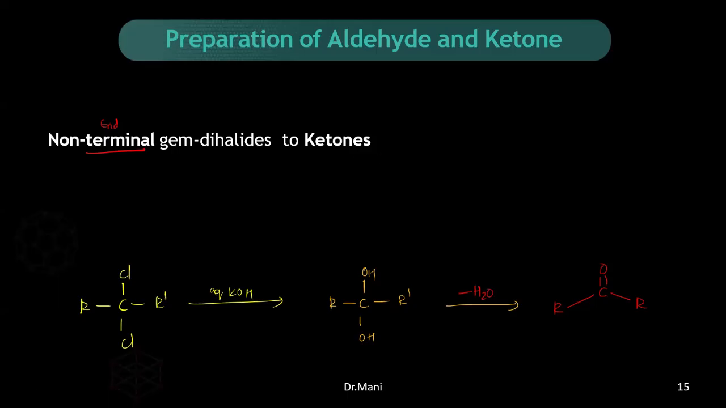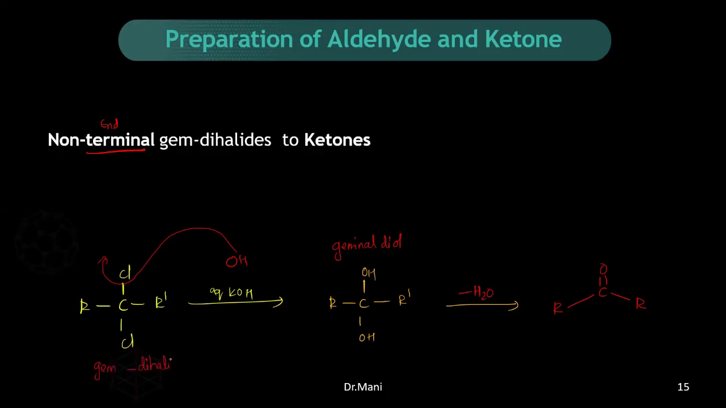So the same process will happen here. Okay. So what happened? The geminal dihalide, which is a non-terminal, reacts with the aqueous potassium hydroxide. So what will the aqueous potassium hydroxide do? It contains the hydroxyl group. So this hydroxyl group will replace the chlorines. So all the chlorines will be replaced with OH. That is forming the geminal diol. So just know this is the geminal diol, whereas this one is the geminal dihalide.